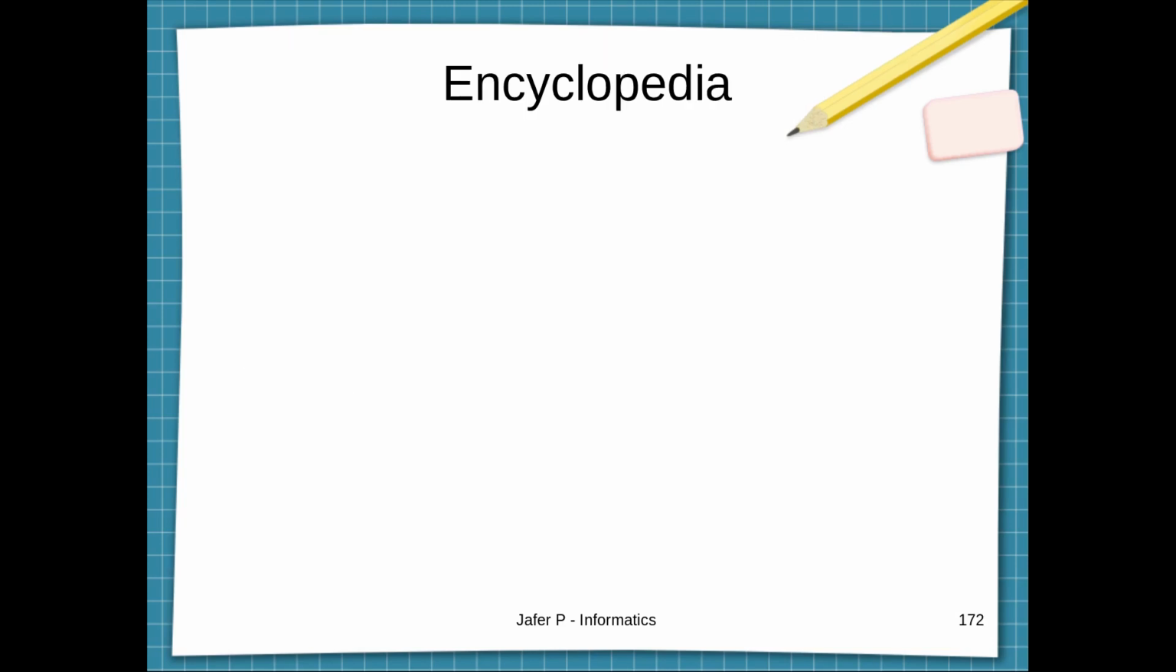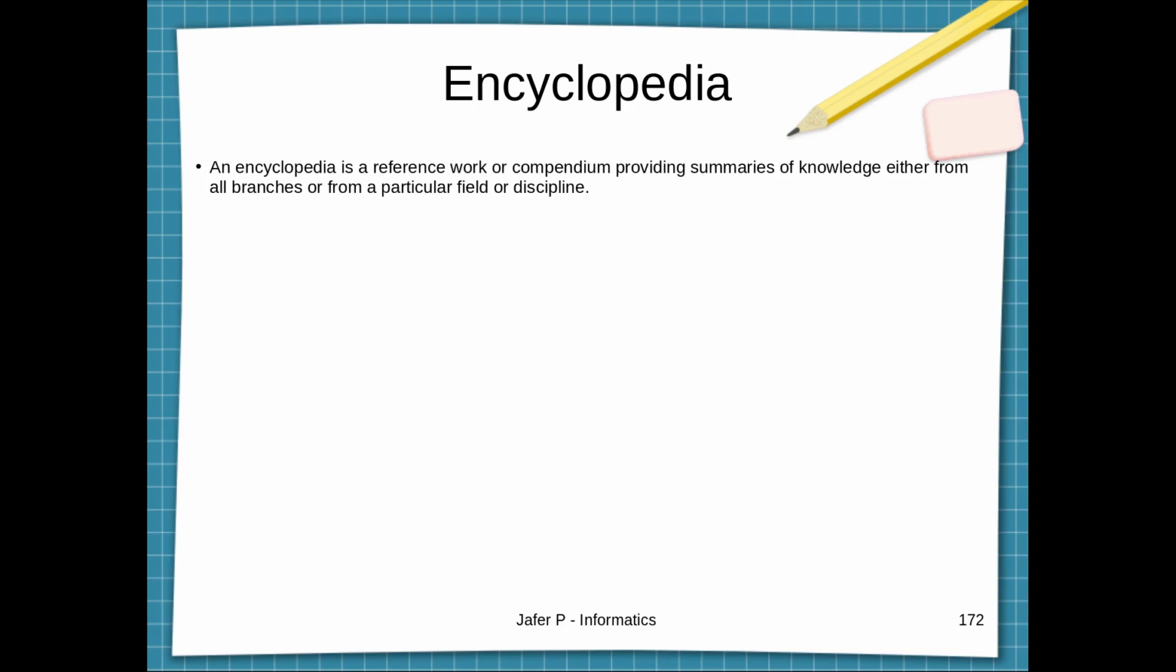That's the first one, an important topic called encyclopedia. You may have heard about this word encyclopedia. An encyclopedia is a reference work or compendium providing summaries of knowledge either from all branches or from a particular field of discipline. It will provide you any kind of information. The information can be categorized as branches, or it may be categorized as field, or it may be categorized as discipline.